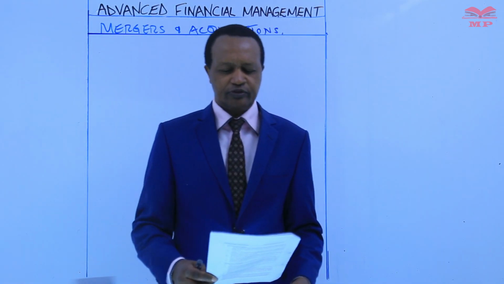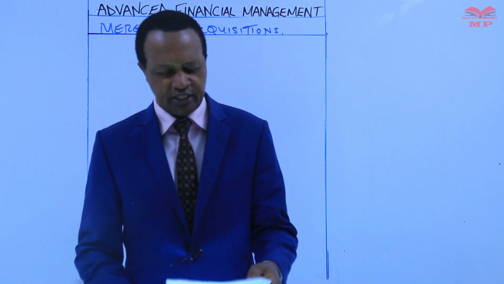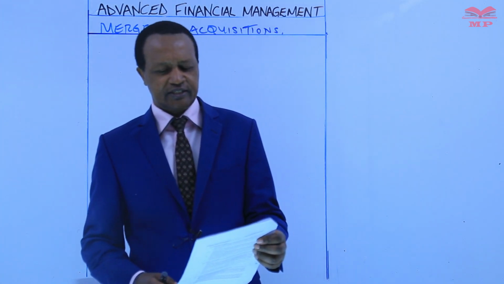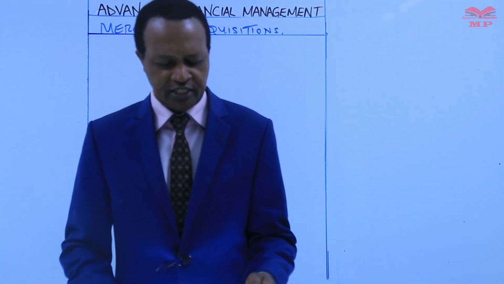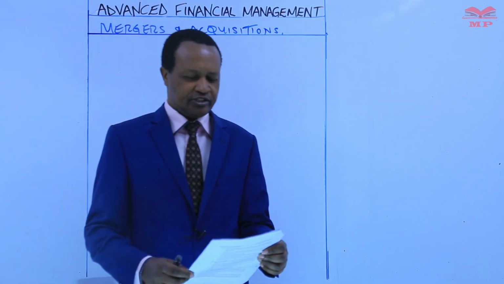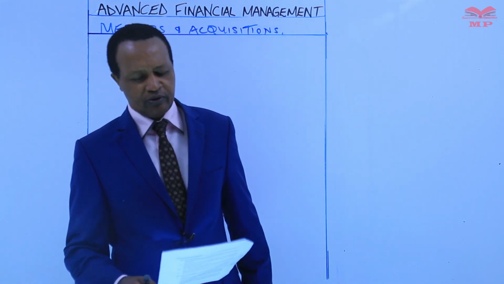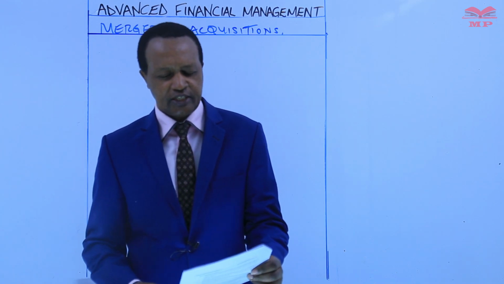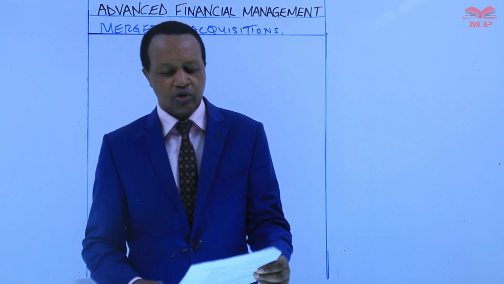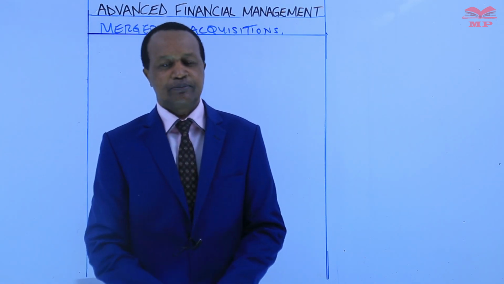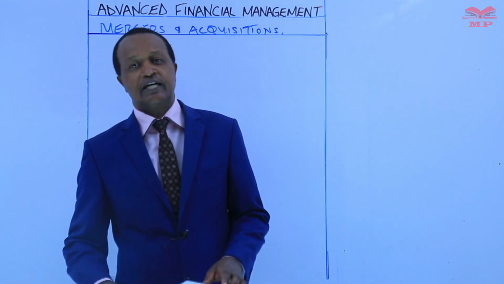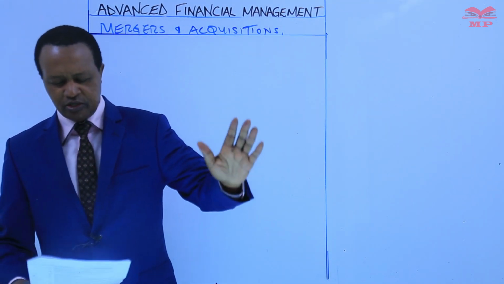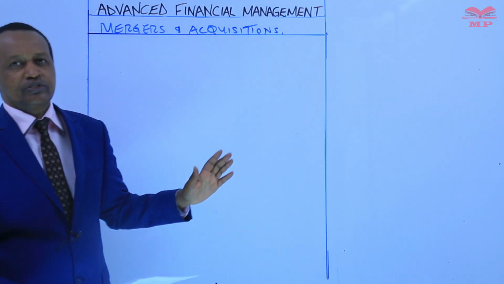Number 7, regulatory framework for mergers and acquisitions. Number 8, valuation of firms for mergers and acquisition purposes. Number 9, reasons why there is failure or failed mergers and acquisitions. Number 10, mergers and acquisitions in Kenya, regional and global context. These are 10 subtopics. We'll be taking a subtopic at a time. In today's lesson, we begin with the nature of mergers and acquisitions.